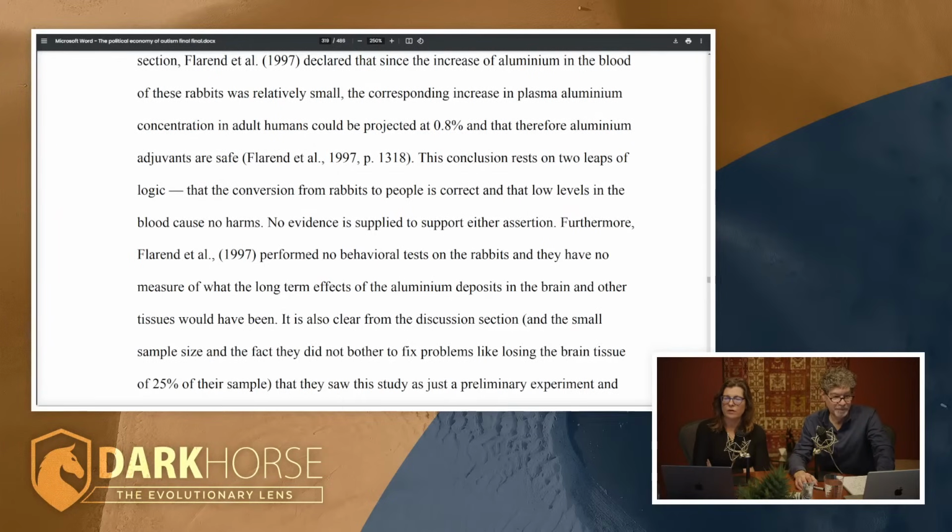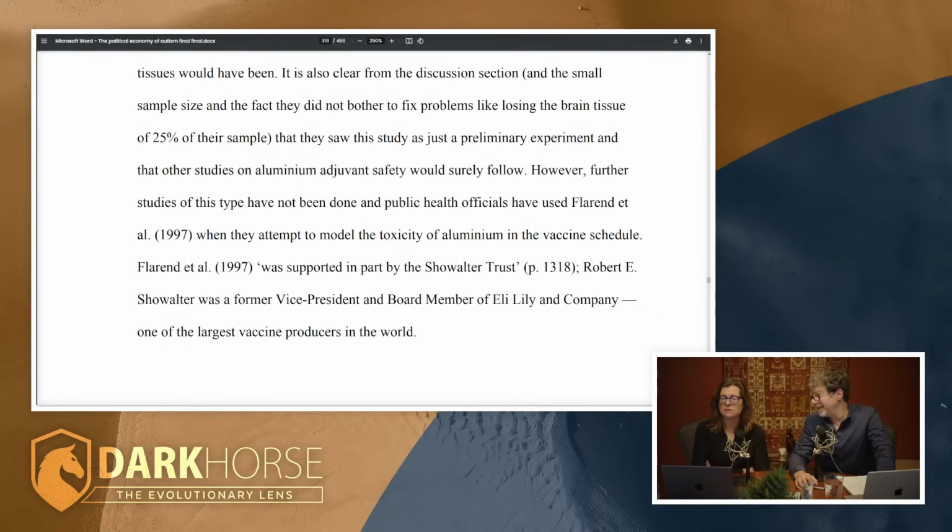Well, in fairness, behavioral tests on rabbits are notoriously difficult to perform once they're dead. Yes. Actually, they're easier to perform once they're dead. They're just not very revealing.